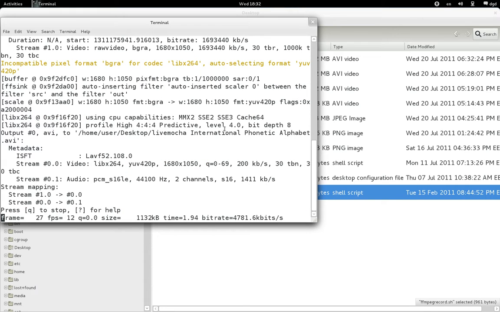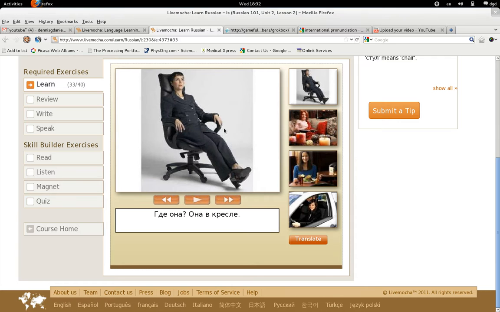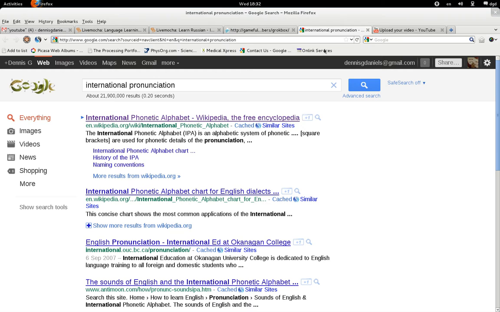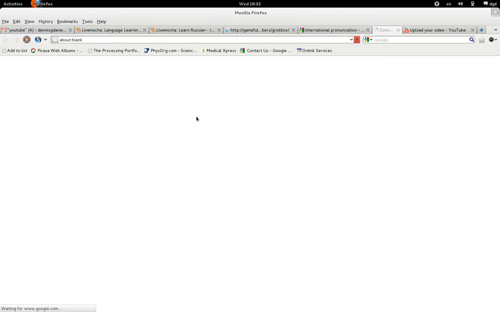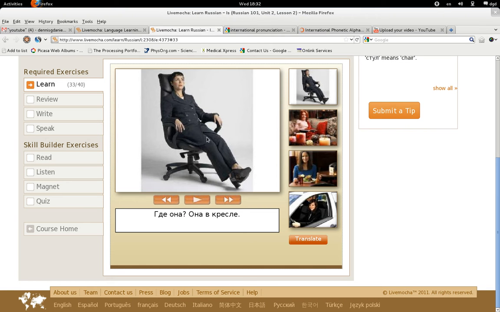I've said it before, I'll say it again. Live Mocha really could use the International Phonetic Alphabet. Let's take a look here when it loads. The idea is that the phonetic alphabet will help in pronunciation of these words.